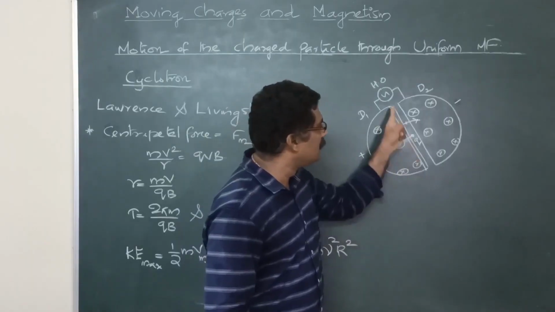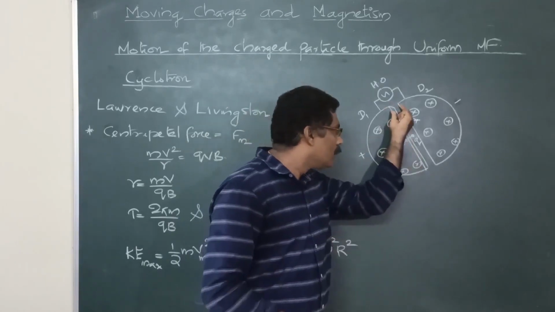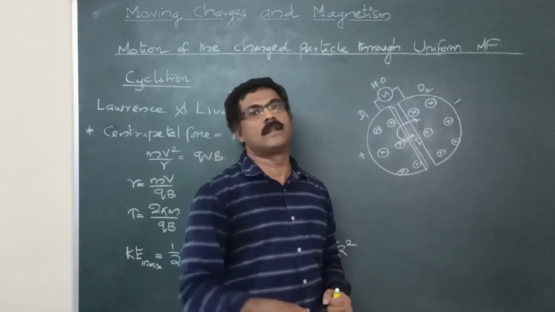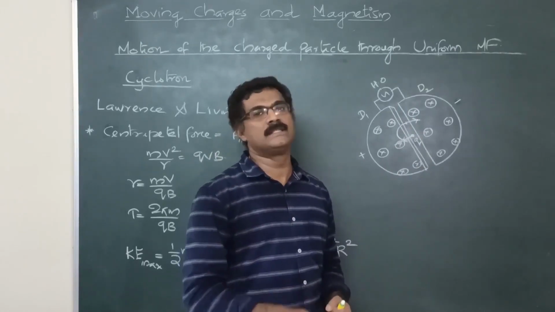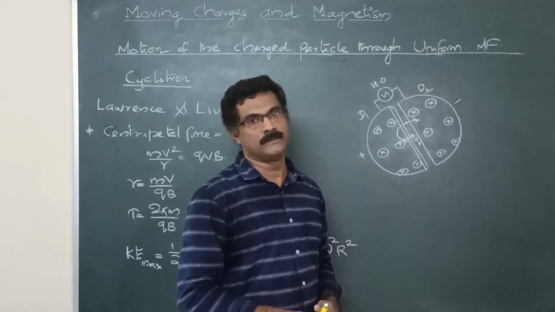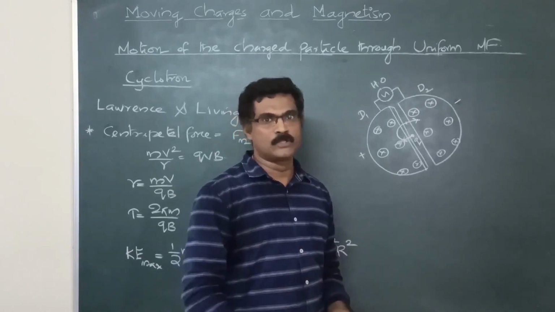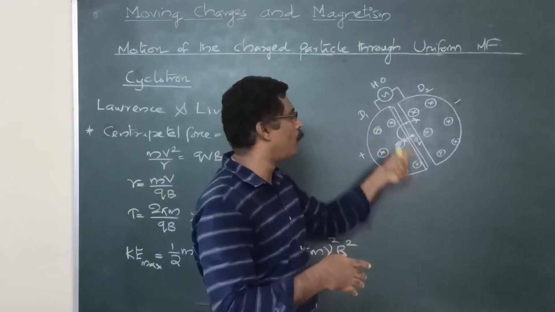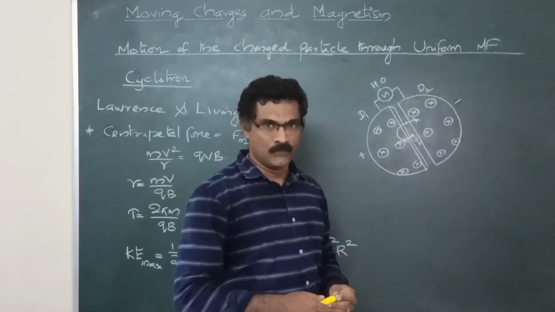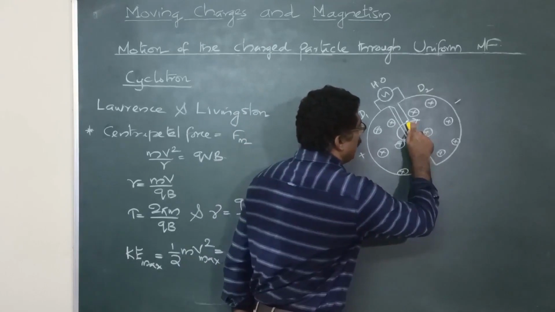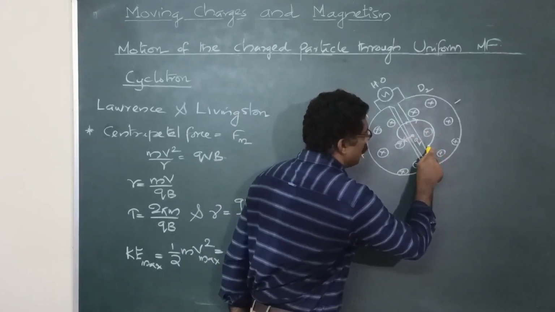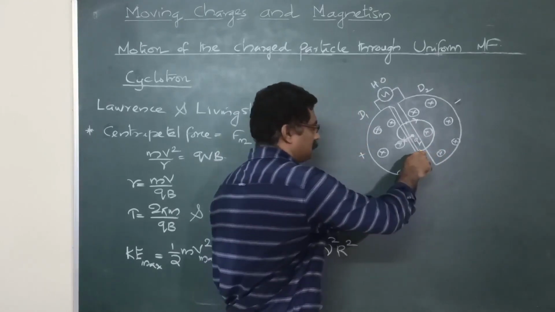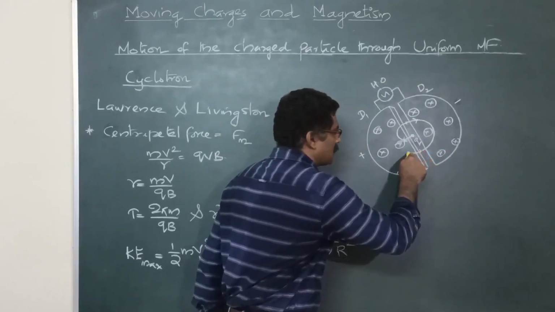And the velocity increases only in between the gap because of the presence of the electric field. So the electric field helps to increase the speed of the charged particle, and the magnetic field helps to pass the charged particles a number of times through this electric field. So it will again describe a semicircular path and reach the gap again. Okay, and this process continues.